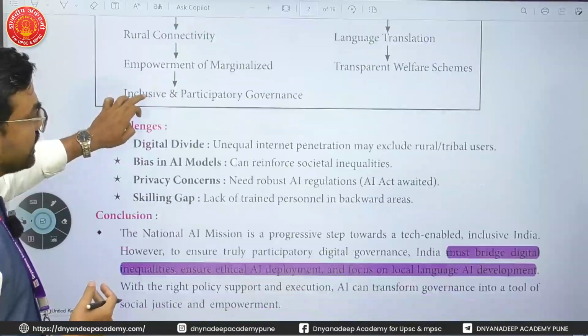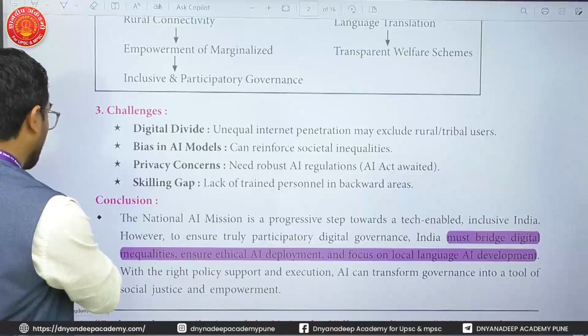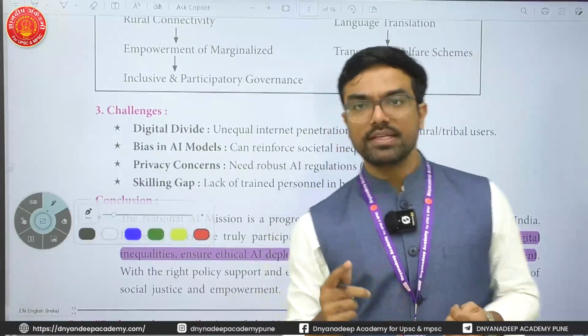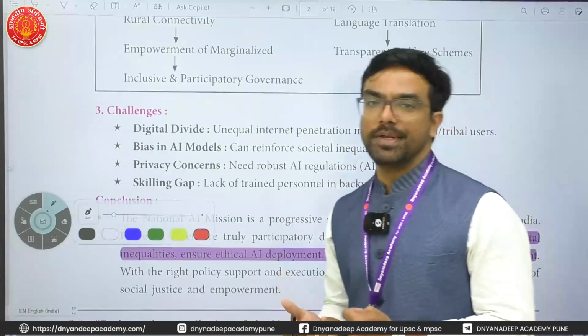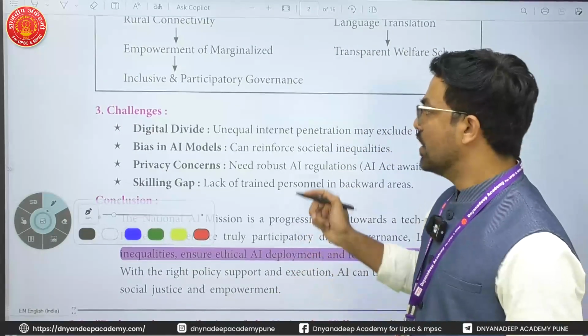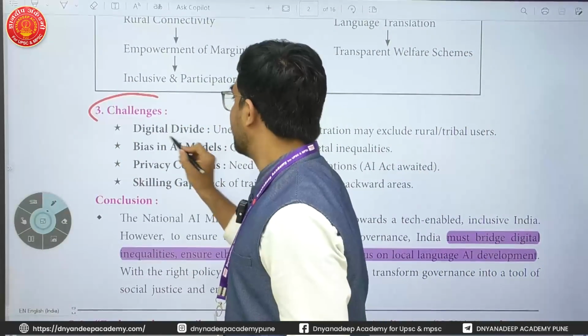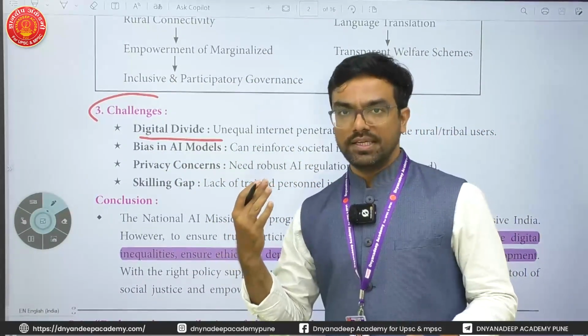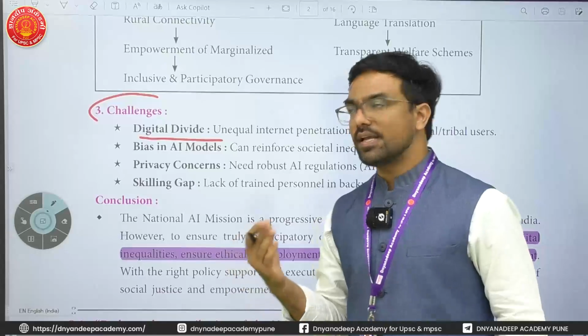Because the question is asking to critically examine, we also have to write what are the challenges in AI mission. Not all concerns are being addressed, so we have to write the challenges also. So what are the challenges in this? There is a digital divide. There is a difference in digital infrastructure presence in urban cities and rural areas.